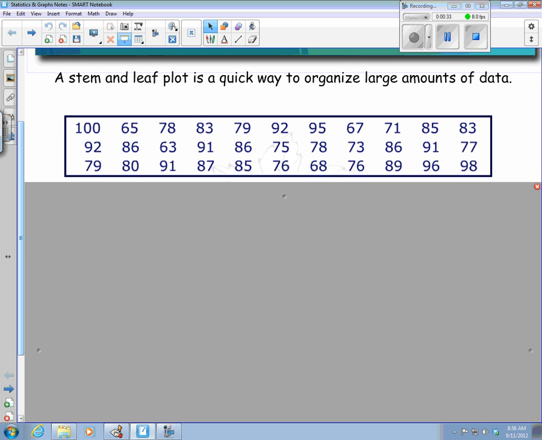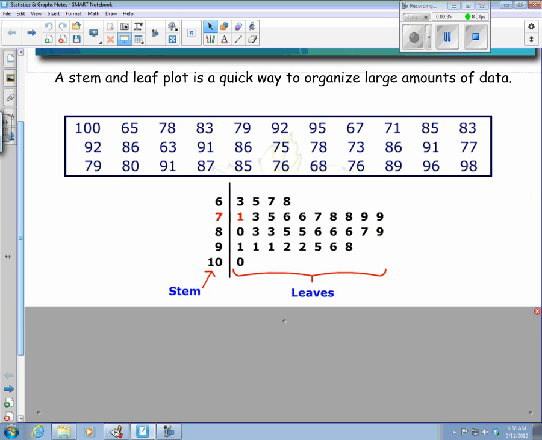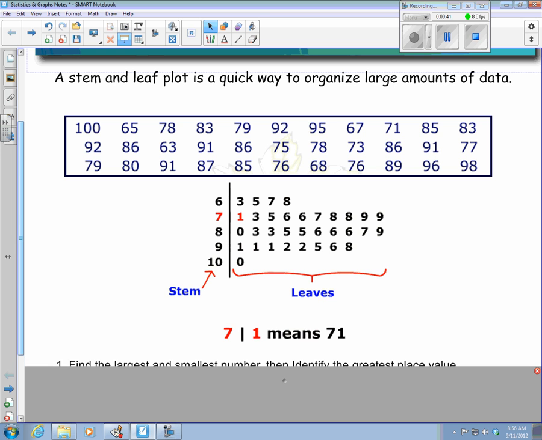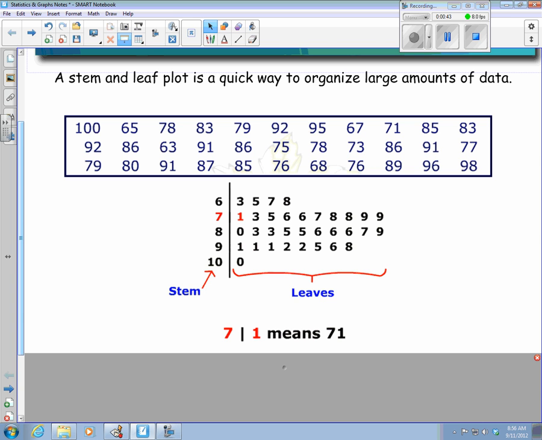And I already have one made for you. And you can see here, this is a key right here. 7 in red here and 1 in red here. 7, little line there, and 1 means 71. So in red up here, this is 71. So if I was looking at this 8 and this 5, that represents 85, probably this 85 right here.